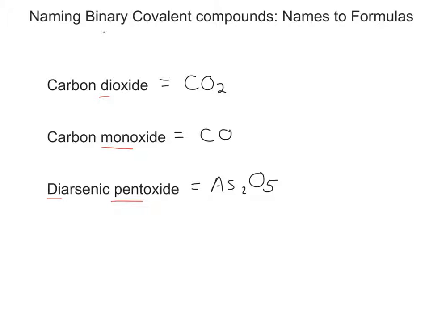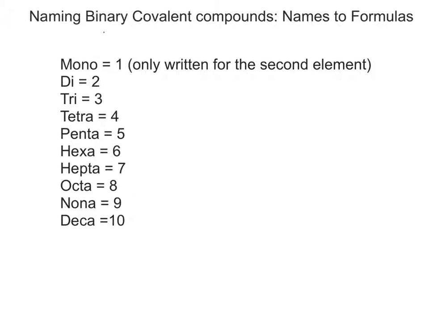Notice, too, that the endings for each of the second element has been changed to -ide, I-D-E, and dropped the original ending to each element's name. The prefixes that are associated with each number are Greek. You may have seen them before when you've worked with polygons.